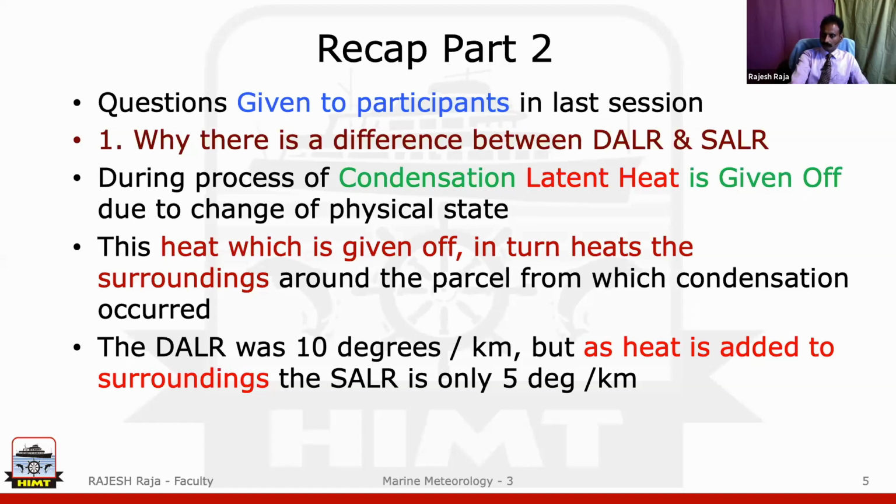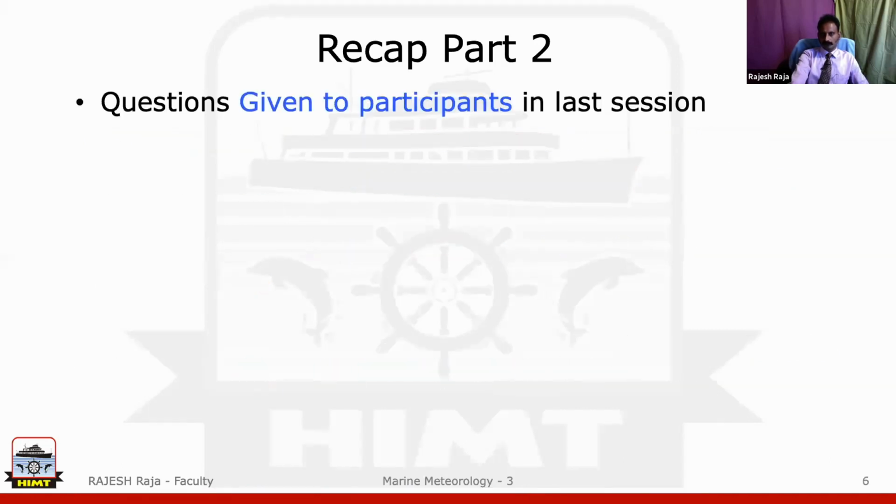Is anyone having doubt on this? It's a simple one. Everything is based on the latent heat given off. Is that fine? This was the question I had asked last time. I know it's almost a month since we did Foundation 2. You might have forgotten. Anyway, let us go to the second question.